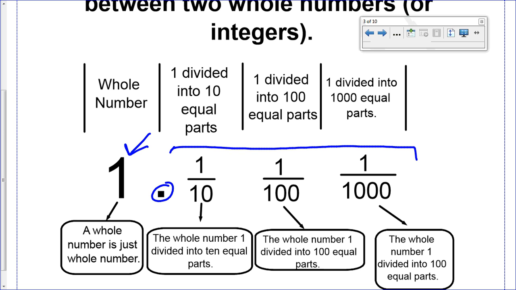These are the ones we're concerned with, okay? So you know how decimal works.